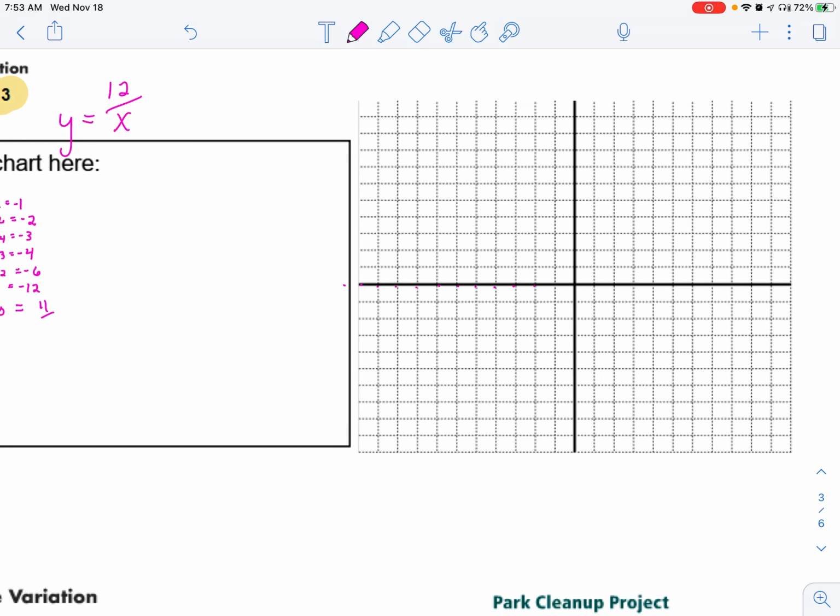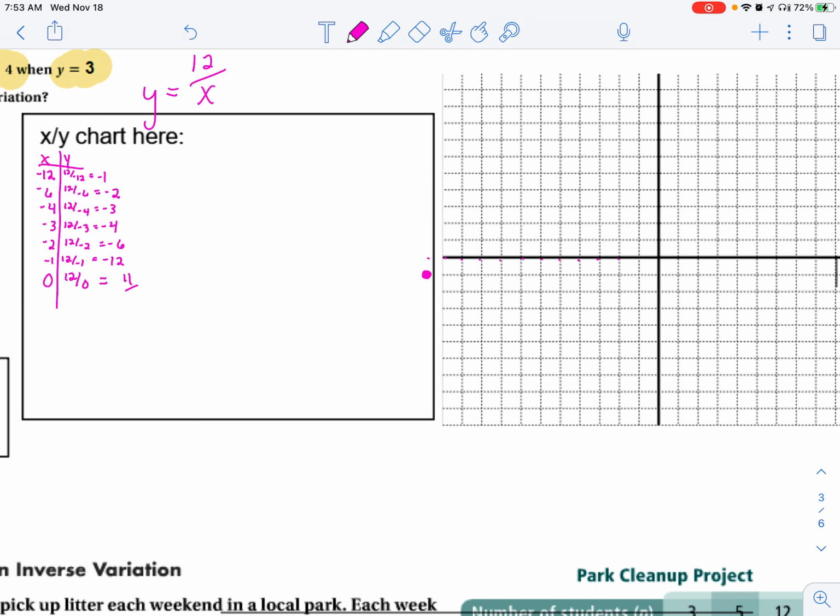Oh, it'll be right here. I'm just going to plot it right there. So that's negative 12, 1, negative 6, 2. Here it is. Negative 4, negative 3. Negative 3, negative 4. And you can start to see the graph, like the shape coming to be.